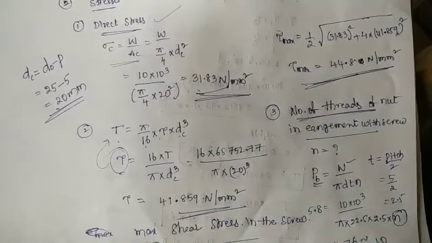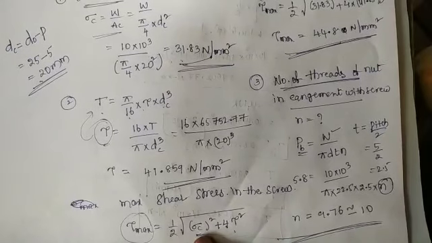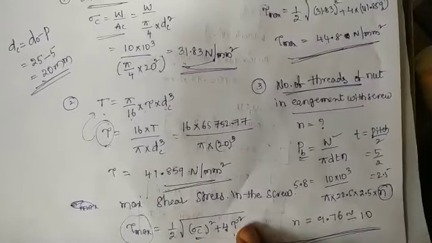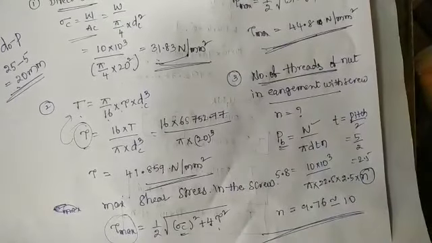Then calculate the maximum shear stress. We know the sigma C and tau values, so these two values are substituted in the tau maximum formula. Then finally, the third one, the number of threads of nut in engagement with the screw.